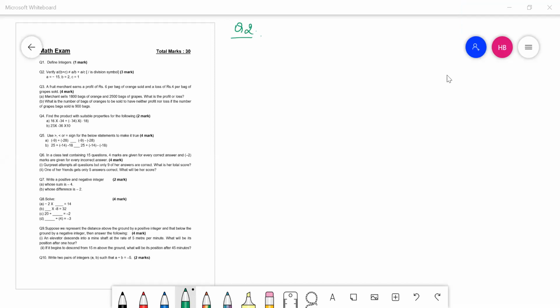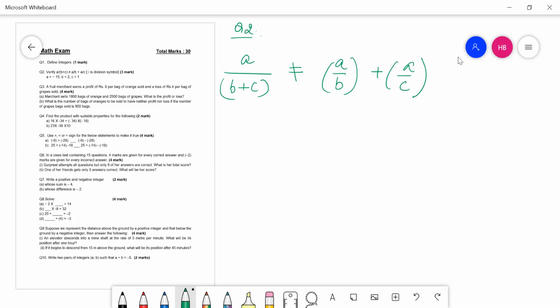Question number two states that you have to prove that A divided by (B plus C) is not equal to A divided by B plus A divided by C. Now we have to prove this. What are the values of A, B, C given? A is minus 15, B is equal to 2 and C is equal to 1. So let's start with my LHS.